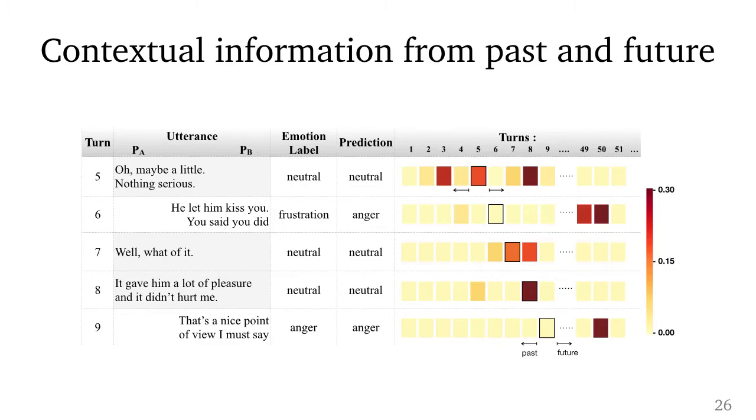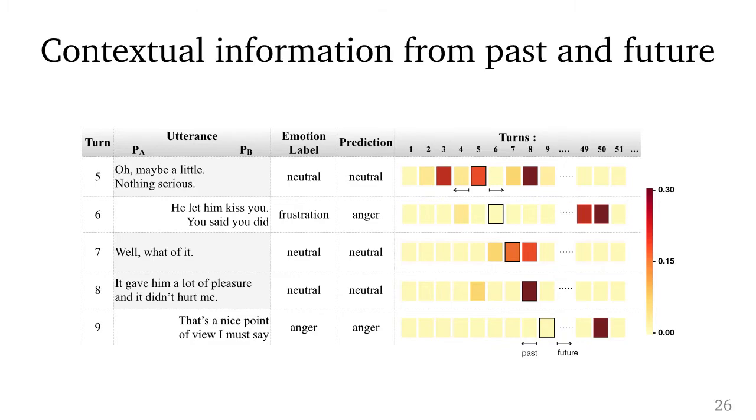Suppose we have information about all the conversation. It's not a real-time system. We have all the information, like what has been uttered in the dialogue till now, at time t, and what will happen from time t plus 1 to time t plus n. We have access to all of this. We found that if we utilize this information, both the past and future actually help.